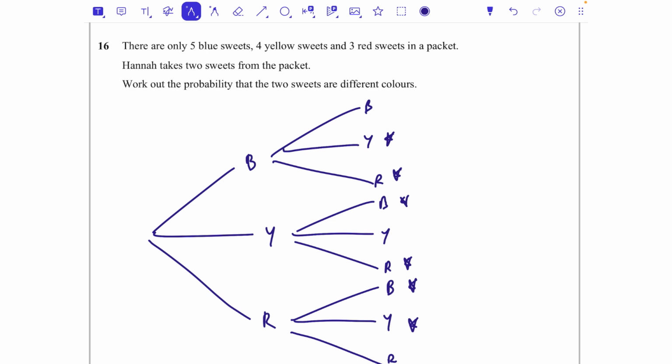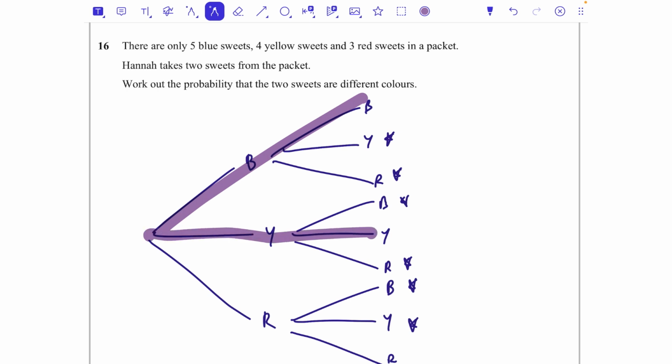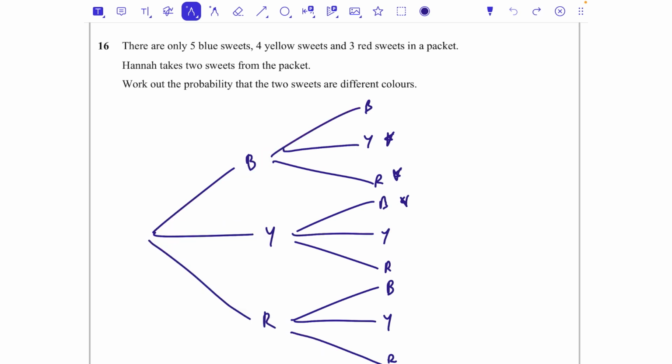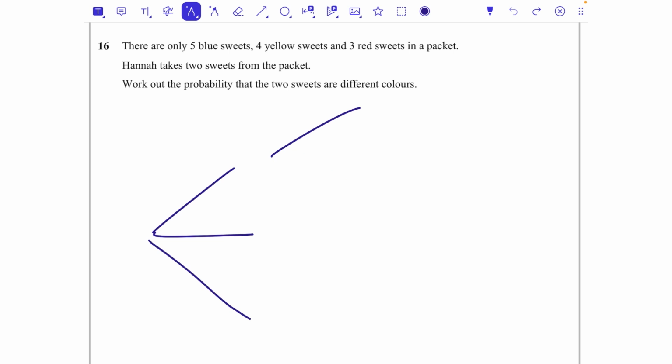Now, all I'm not interested in are when it's the same colour. So because we want her to take 2 sweets of different colours, blue, blue I don't want, yellow, yellow I don't want, and red, red I don't want. But the brilliant thing about probability is that we know it all adds up to 1. So it's going to be easier for me to work out those 3 and then take them away from 1, and that will get me the 6 that I do want. So I'm actually going to do that instead. And I don't even need to worry about the tree diagram for that. It's a lot easier for me to just think about what those probabilities will be.